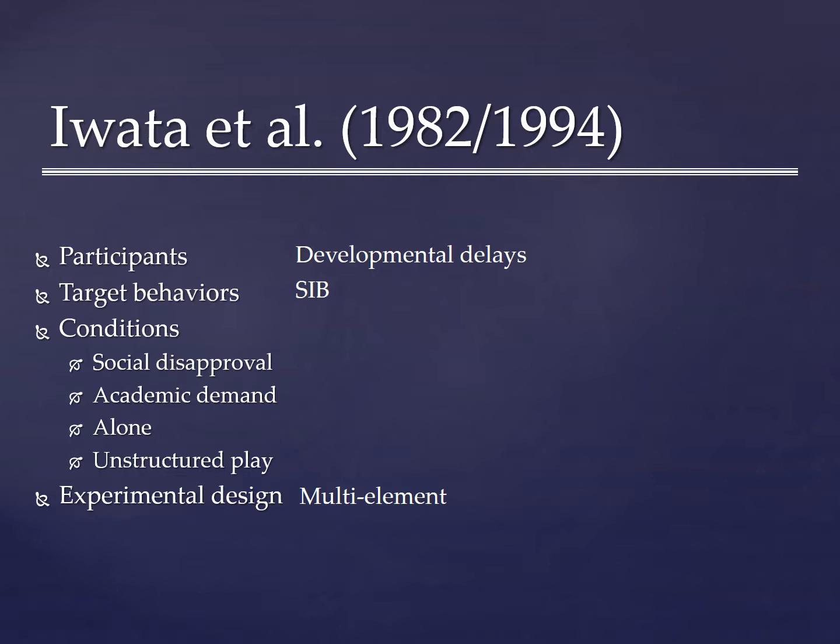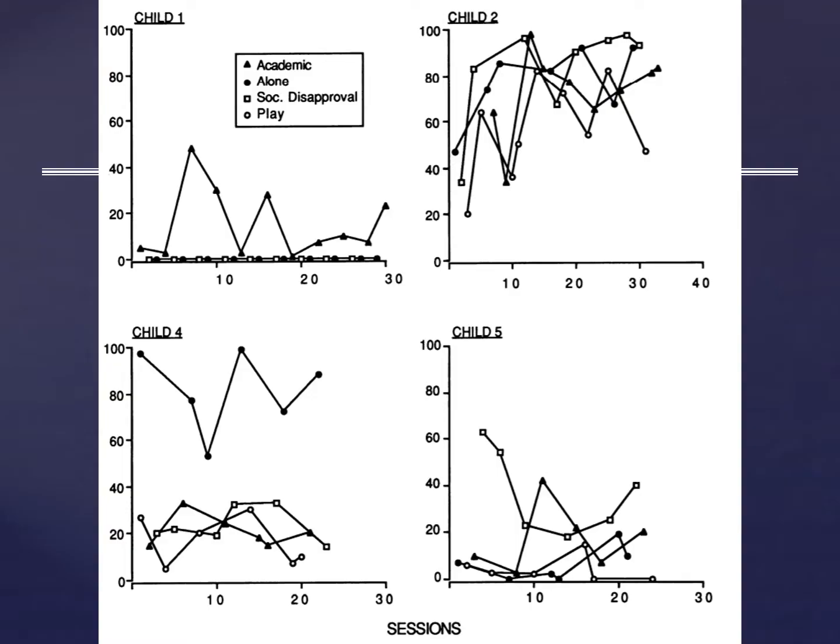The authors used a multi-element experimental design to alternate the order of these 4 conditions. Ultimately, a function of behavior was identified for 6 of the 9 participants. For 3 participants, results were undifferentiated. Here are some results from Iwata and colleagues' study.